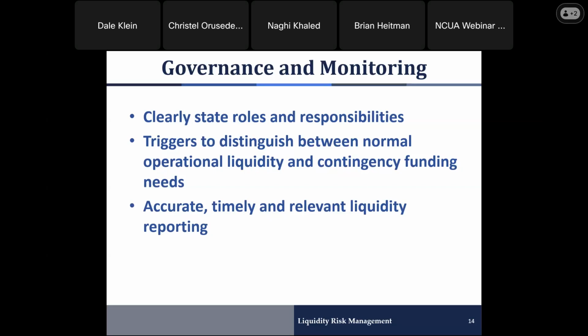Credit union governance and monitoring of liquidity risk management are crucial for maintaining financial stability. Credit unions can effectively manage liquidity risk and safeguard their financial health by establishing clear roles and responsibilities, defining triggers for funding needs, and ensuring timely and accurate reporting.